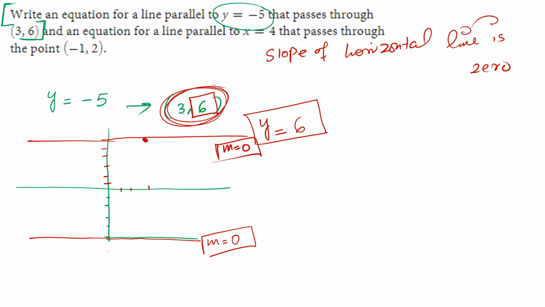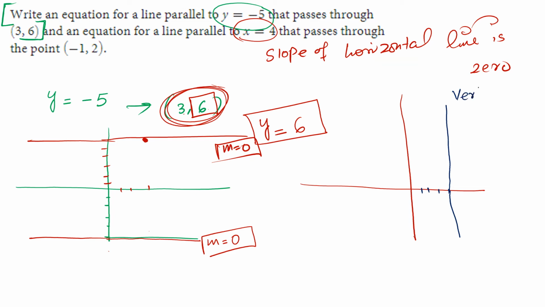Next is find the equation of the line parallel to x equals 4. Let's try to draw this one also. How to make x equals 4? When an x value is given and no y value is given, it means it is a vertical line. So vertical line here at 4. So x equals 4.